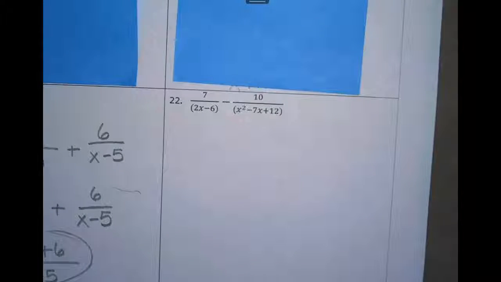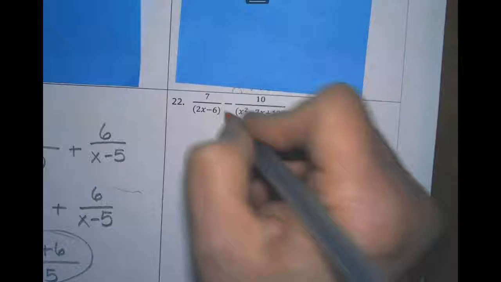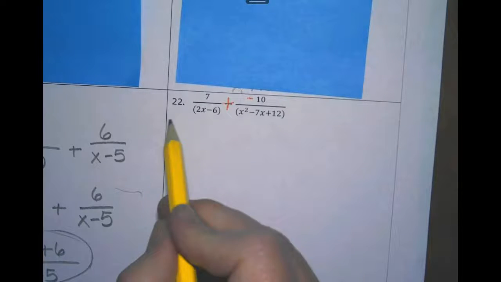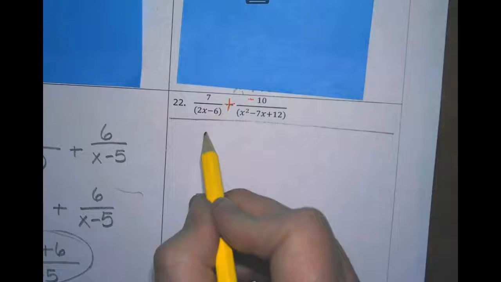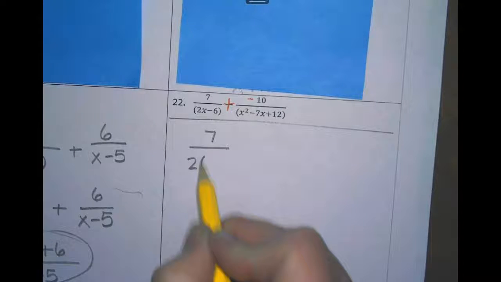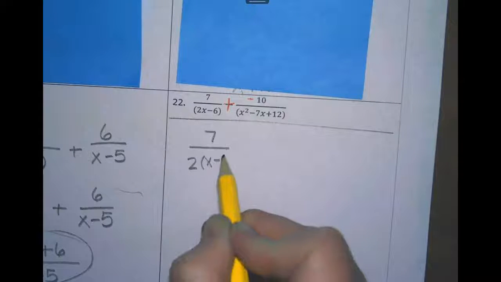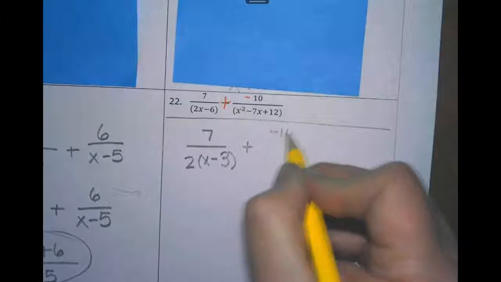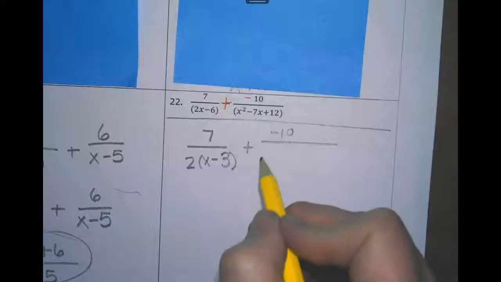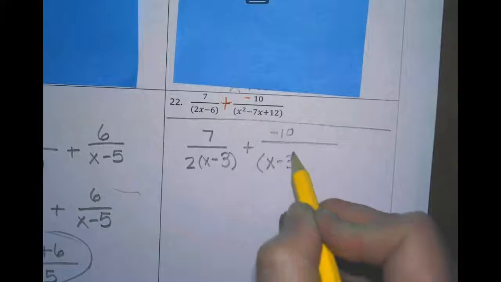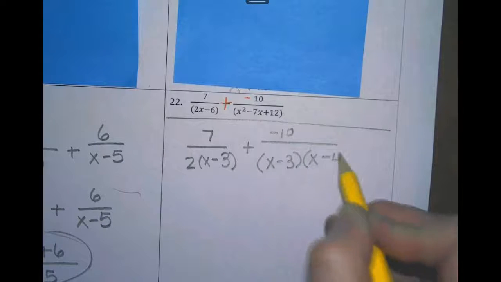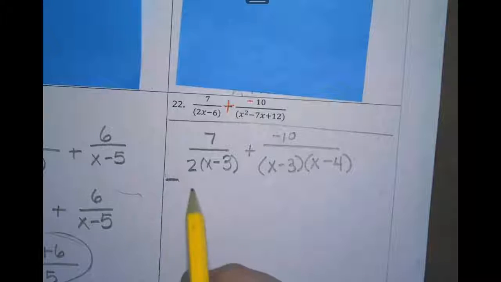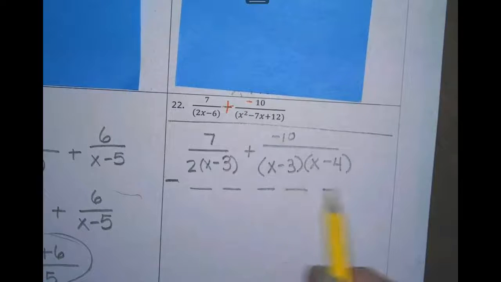Problem number 22 is a subtraction problem. Change subtraction problems to adding a negative. That's going to be 7 over 2x minus 3. Factor out the 2. Plus negative 10. Factors of 12 will be x minus 3, x minus 4. That is going to be the factors of the second denominator.